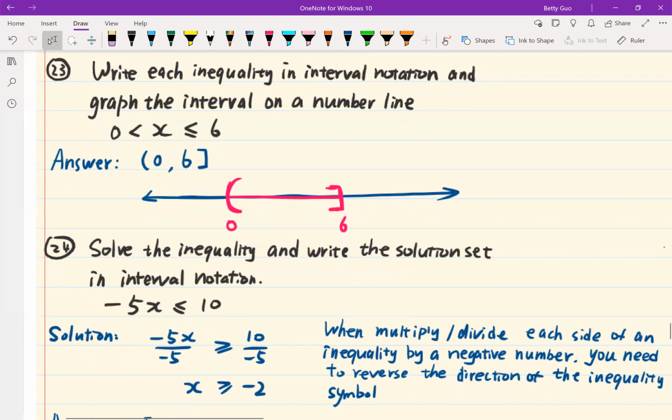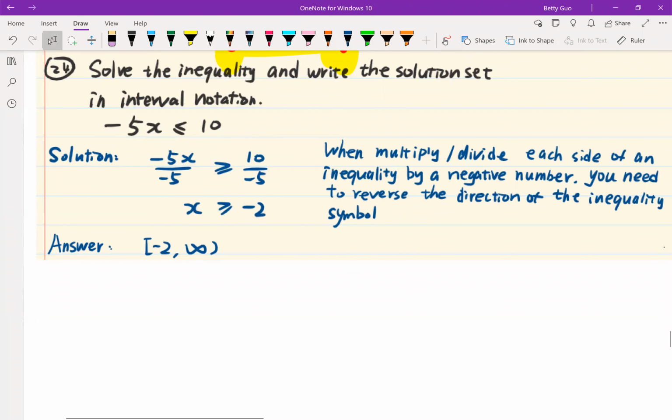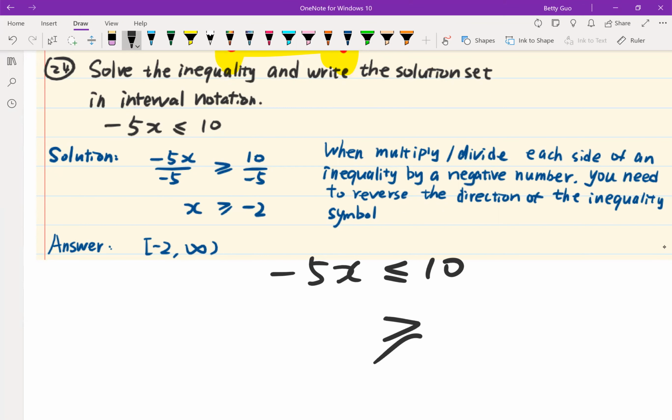Number 23, we graph this interval. Left endpoint is 0, open. Right endpoint is 6, closed. 0, 6, left open, right closed. Number 24, solve the inequality. The inequality is negative 5x less than or equal to 10. Divide both sides by negative 5. Very important to remember to flip the direction of the inequality symbol when we divide both sides of an inequality by a negative number. Super important.